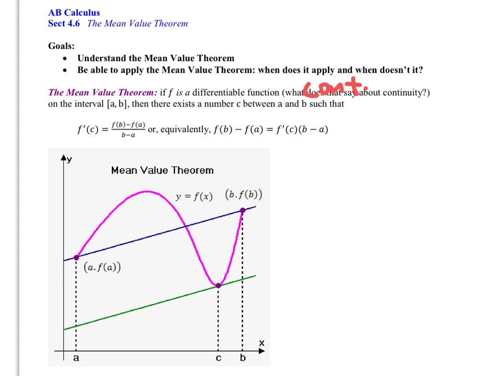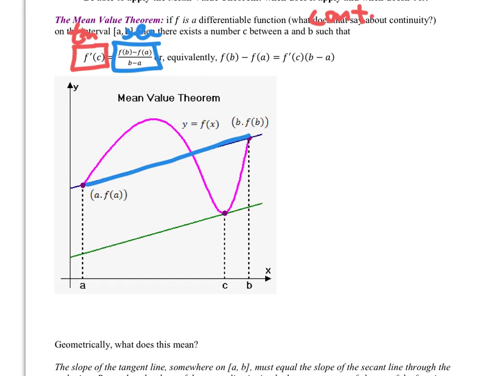Therefore, the mean value theorem says that there exists a number c between a and b such that the tangent line slope has to be equal to the secant slope somewhere between a and b. So here's the secant line slope, the average rate of change there. That means that somewhere along this interval, the function has to have the slope of its tangent line equal the slope of that secant line. And it looks like it would happen in more than one place here.